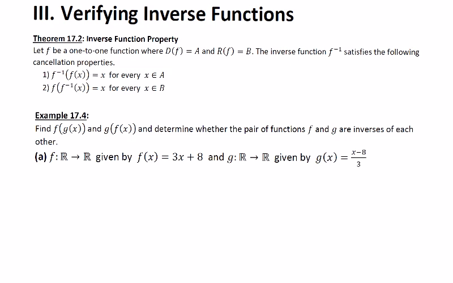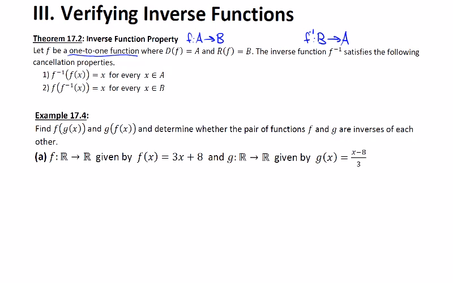It says let f be a one-to-one function where the domain of f is A and the range of f is B. Again, this means that f takes A and maps it over to B. And then the inverse function, known as f inverse, is going to satisfy the following cancellation properties. Now, just as a reminder from the definition for the inverse, f inverse then has to take the range and map it to the domain, which really means that B is now the domain and A is now the range. So you have to switch the role of the domain and the range.